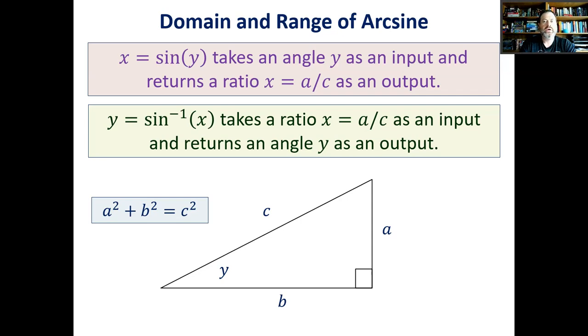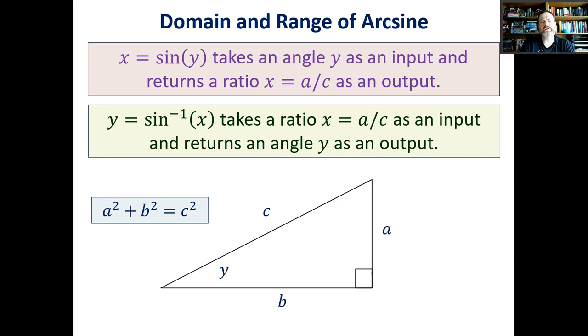The work that I'm showing in the examples is the same amount of work you need to show. So here we have just the lay of the land, right? So x equals sine y takes an angle y as an input and returns a ratio x equals a over c as an output. That's what we do with sine. This doesn't have to be the unit circle. It's allowed to be a unit circle. If you want to divide everything by c, then it becomes the unit circle. That's fine. You just don't have to.